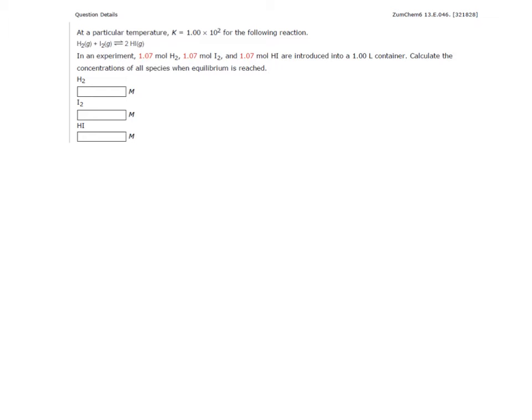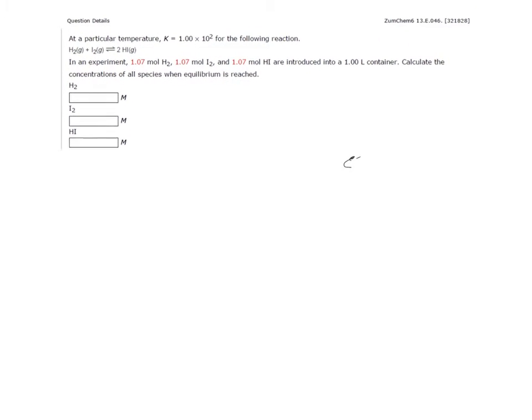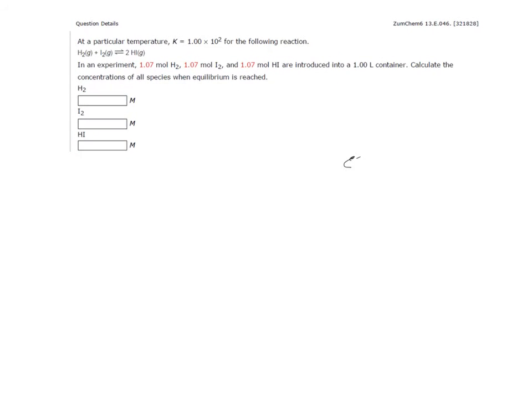Let's start with a good expression for K, and we'll also consider Q in this case because they give us a concentration for each of three substances in the equation, and nothing has an initial concentration of 0, so we actually have to work out Q. So let's start with the expression for Q.